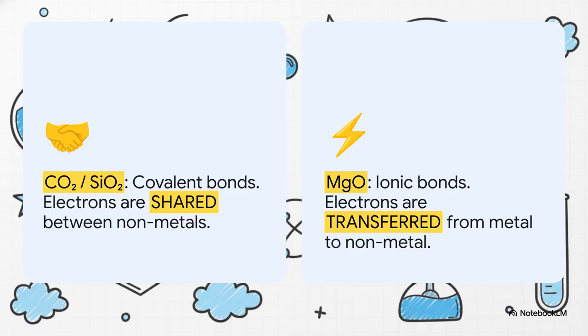Next on the checklist, the examiner wants you to compare the type of bonding. Here, you can actually group carbon dioxide and silicon dioxide together. They're both made from nonmetals, so they have covalent bonds, where electrons are shared. Magnesium oxide, on the other hand, is a metal and a nonmetal, so it has ionic bonds, where electrons are transferred. Highlighting that difference between sharing and transferring is absolutely crucial to get the marks.